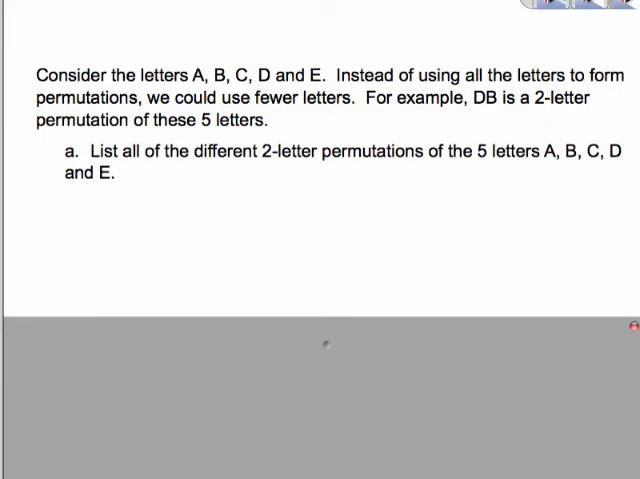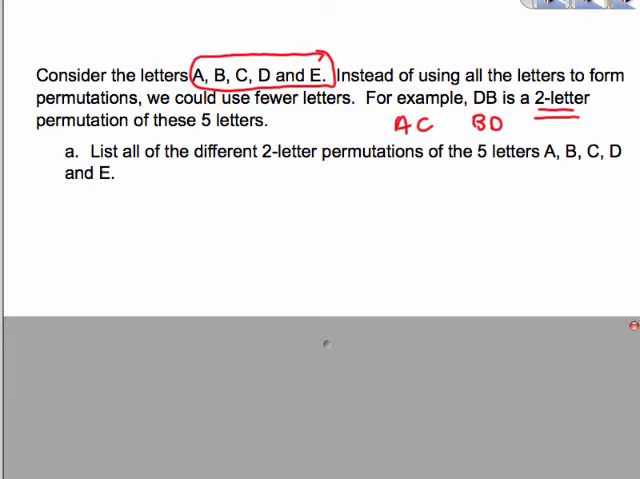Okay, in our next situation we have 5 letters. We know that if we took all 5 letters and wanted to know the number of permutations, that would be 5 factorial, but we're being asked something different here. Instead, we want to use all the letters to form permutations using 2 letters. So for example, if I use all 5 letters and just want to pick 2 of them at a time, DB would be one permutation, BD would be another permutation, AC would be another permutation, etc. The question is, how many different 2-letter permutations can you make using all 5 letters?